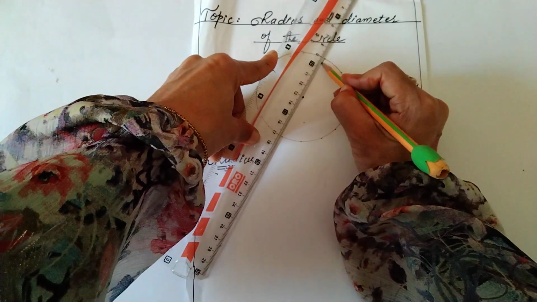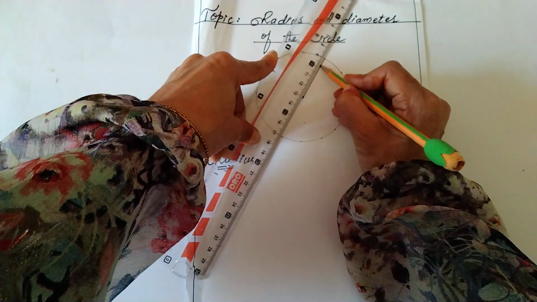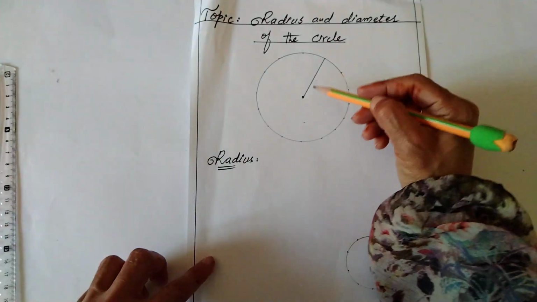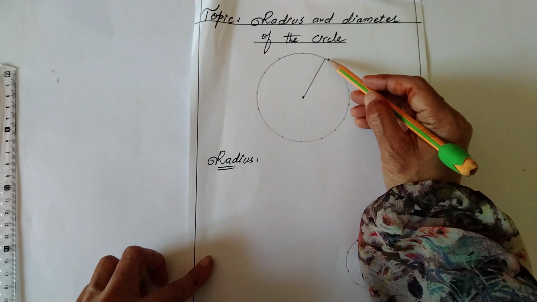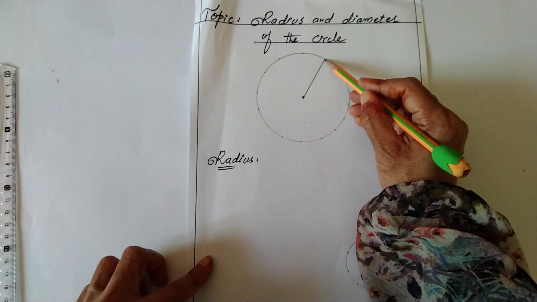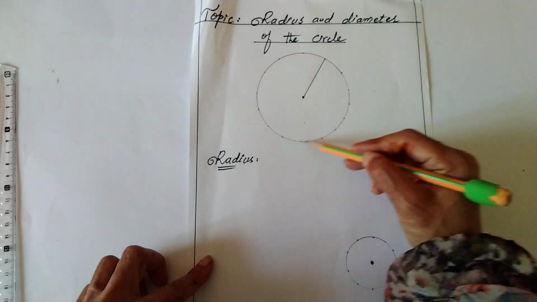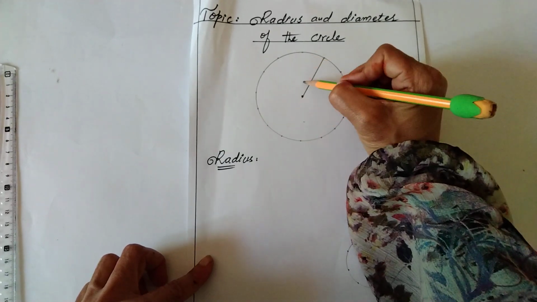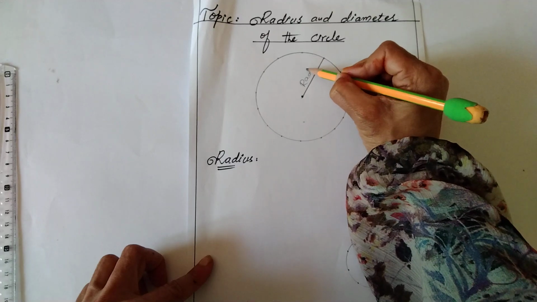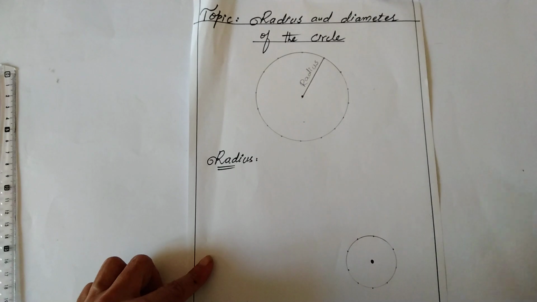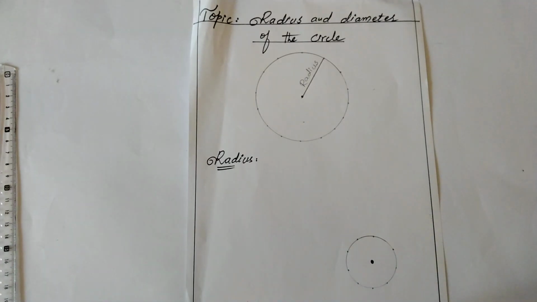So I will take this point from the circumference of the circle. So this is a line from the center joining a point on the circumference of the circle. This is called the radius of the circle. Now we have to calculate the radius.